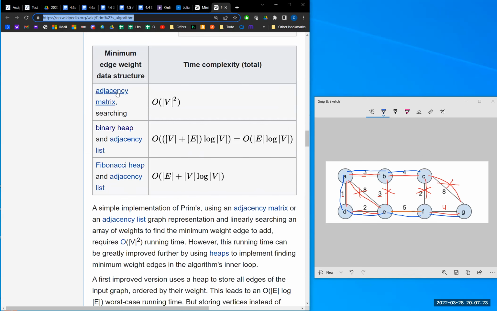And you can see the complexity is actually relative to the underlying data structure. We got V squared here, versus here we have E plus V log V. All right, so depending on the connectivity of the graph, it looks like they might be using a binary heap.